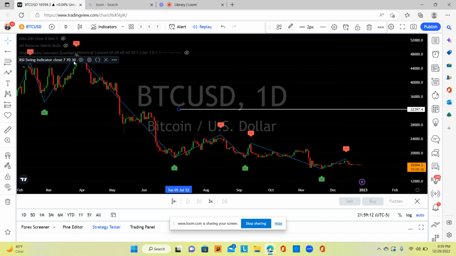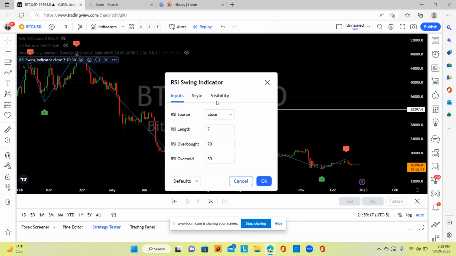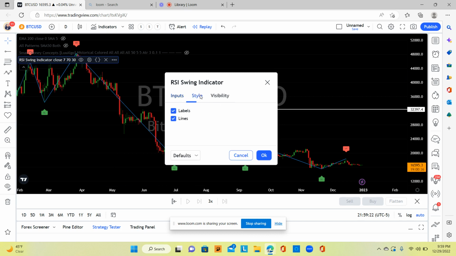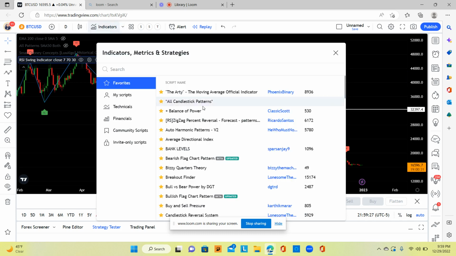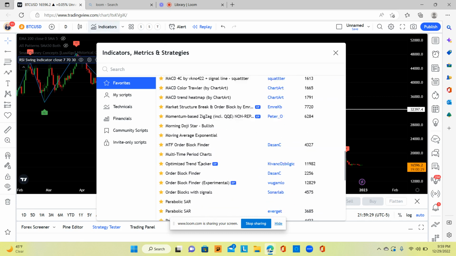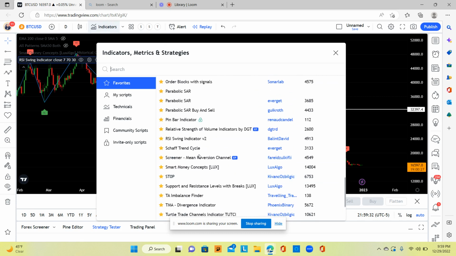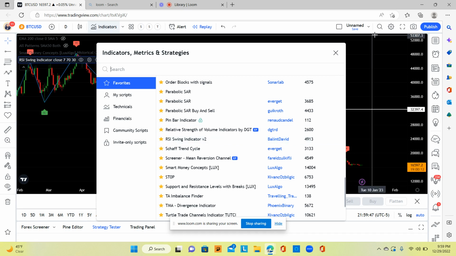That indicator is called the RSI swing indicator, right? And guess what? I leave all of these the same way. I don't change anything in there. Okay, I'll leave those checked as well. And it is by, let's go to it, RSI swing indicator V2, from the Ballin T. David right here, 4913. RSI swing indicator V2. That's what that is right here.